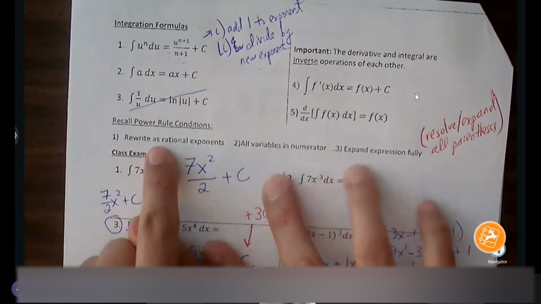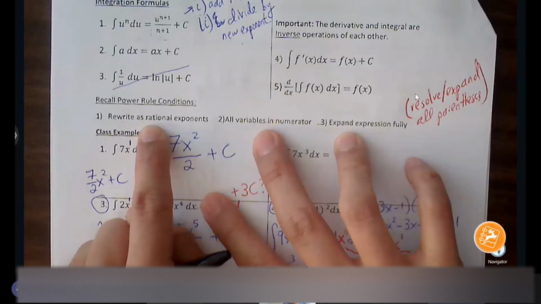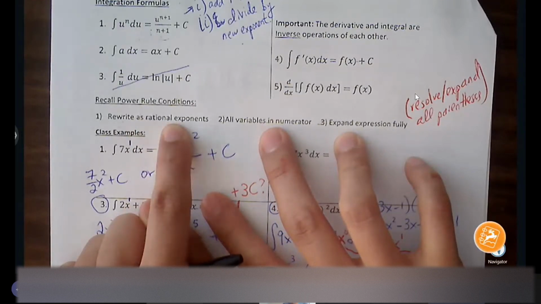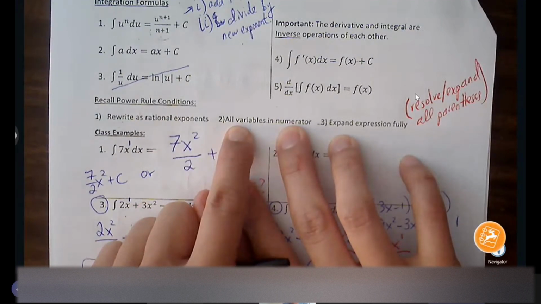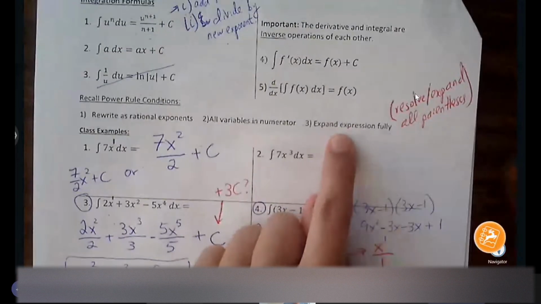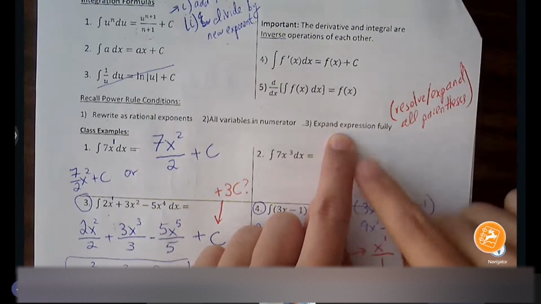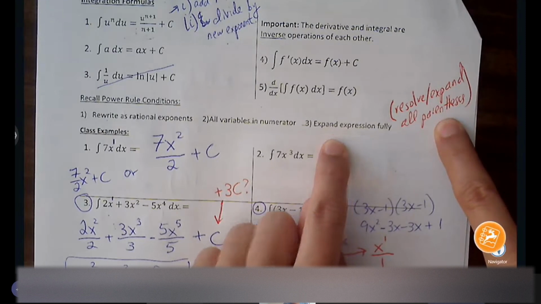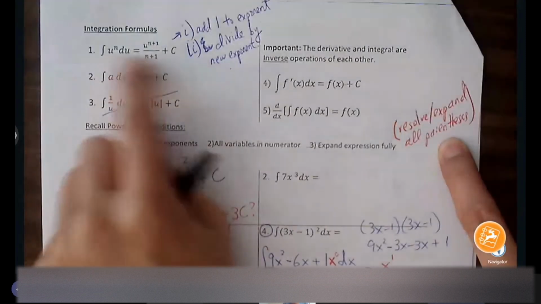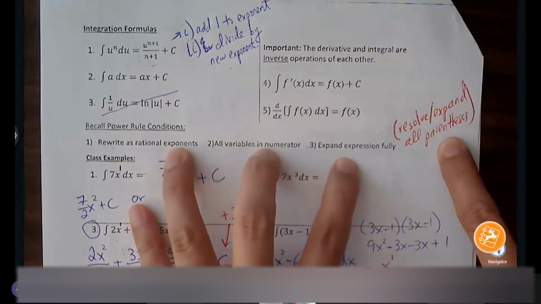Just like power rule for derivatives, we also have power rule conditions that are required before we apply power rule. So we need rational exponents to show up, so radicals convert to rationals. We need variables in the denominator to be moved to the numerator. And also we need our expression to be expanded fully. So if there are any variables that need to be combined together, we need to do that. If we have any parentheses, we have to resolve those. This is going to be the integral rule that you use the most, but we need to make sure that things are in place before we apply power rule.